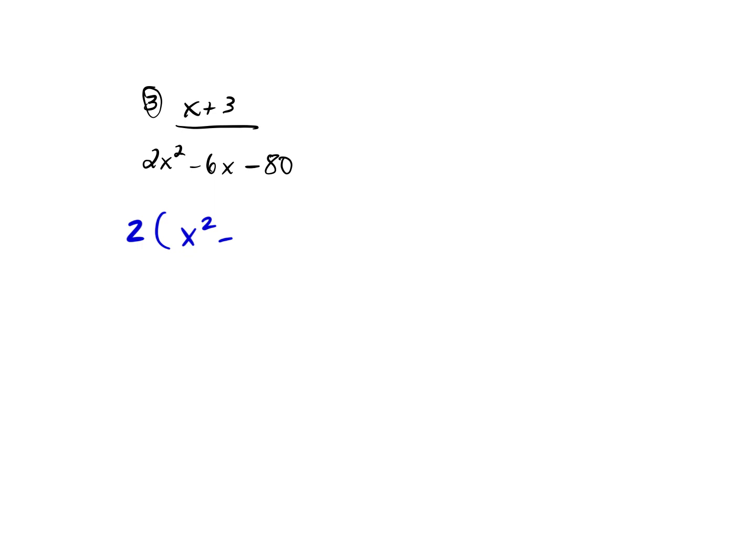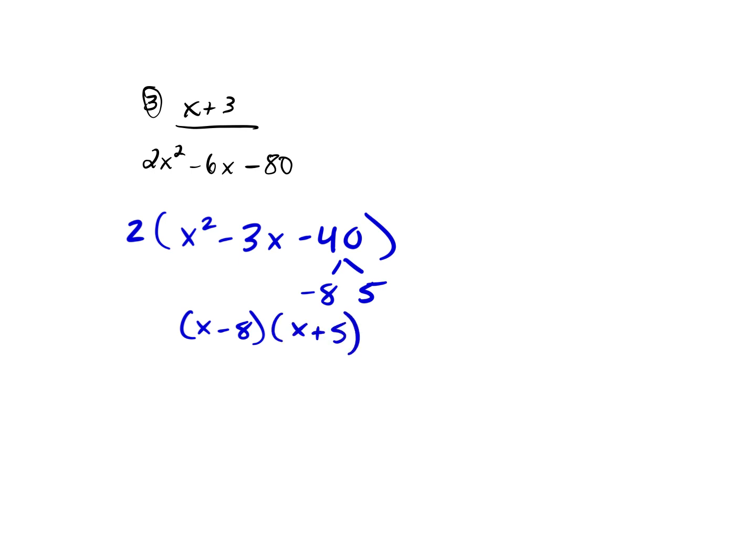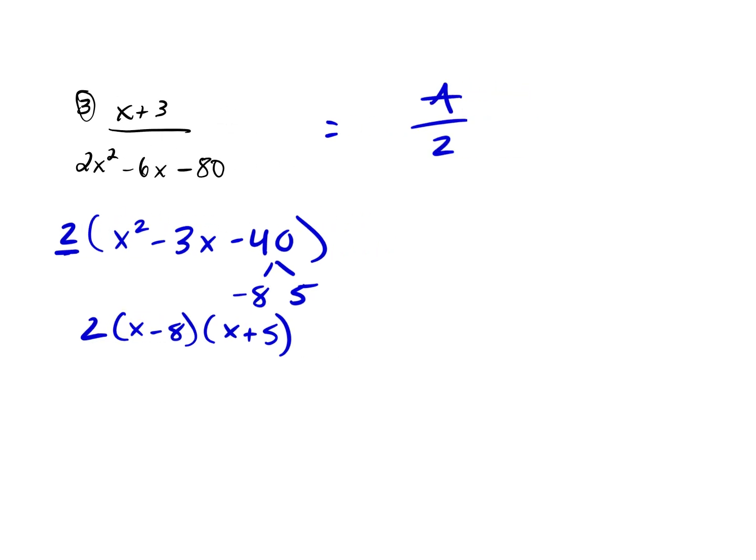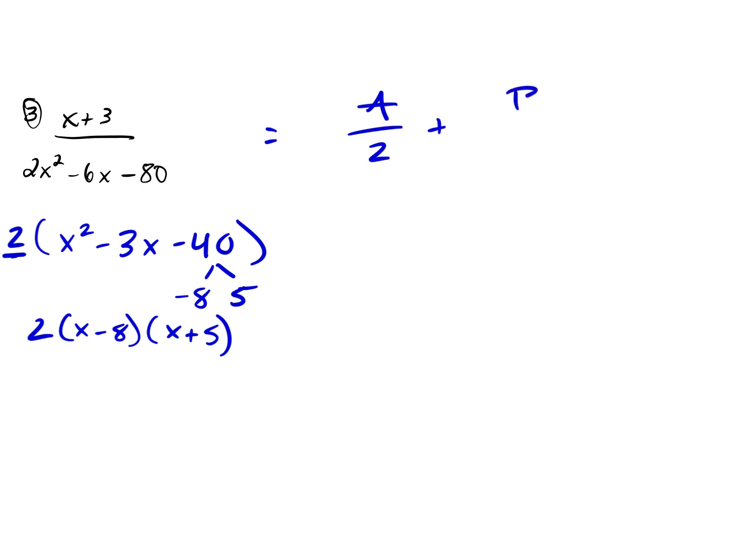Oops, sorry. I forgot to divide by 2. It would be x squared minus 3x minus 40 now. What are two factors of negative 40 that add to negative 3? Negative 8 and 5. So this would factor into x minus 8 and x plus 5. So now when we set it up, 2 is a factor too. So we have A over 2 plus B over x minus 8 plus C over x plus 5.